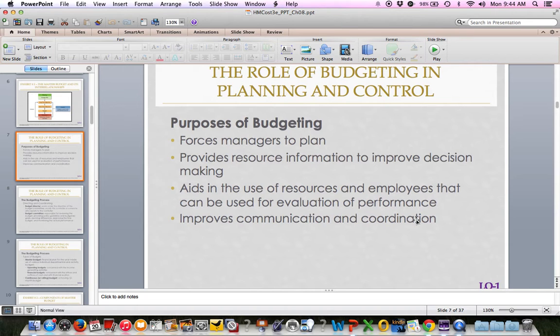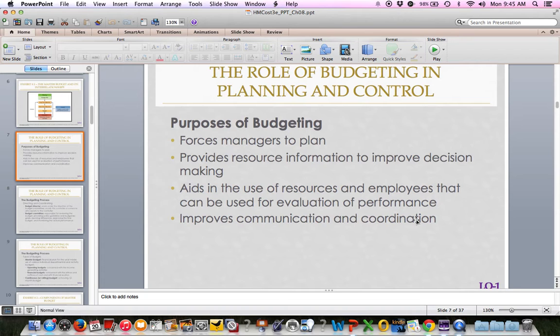So the purpose of budgeting, and there are lots of purposes for budgeting. Four of them are right here. They're also listed on page 376. It forces managers to plan. I am forced to come up with a plan now. I have to share that plan, talk about it. As I talk about it, I can refine the plan, discover what other plans are, and see how my plan fits in with the bigger picture of the operation.